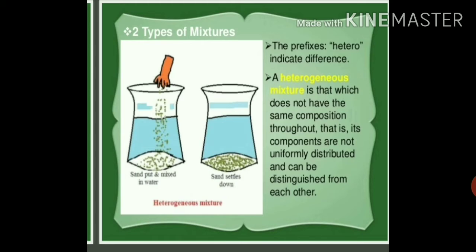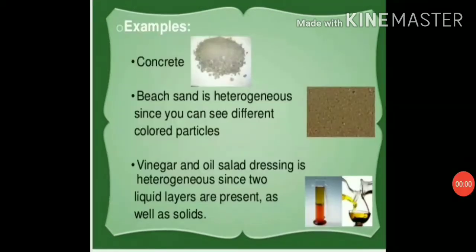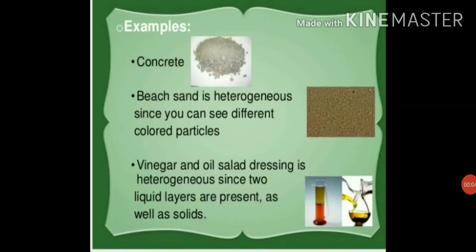Heterogeneous mixture. So you can just see on the screen also, a heterogeneous mixture is that which does not have the same composition throughout, that is, its components are not uniformly distributed and can be distinguished from each other. So students, let's talk about the example of heterogeneous mixture. Concrete is an example of heterogeneous mixture.